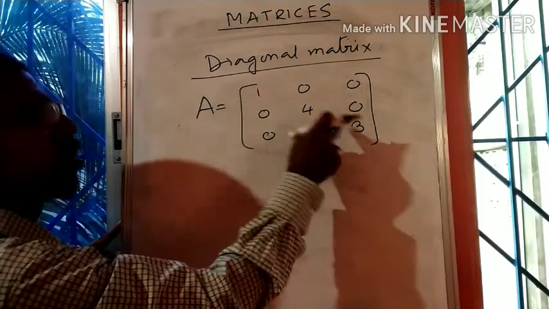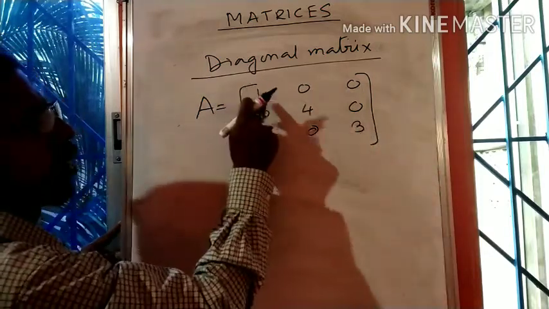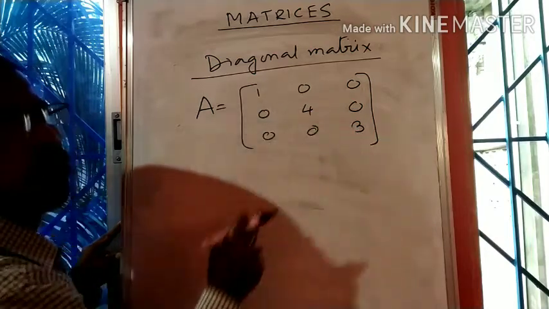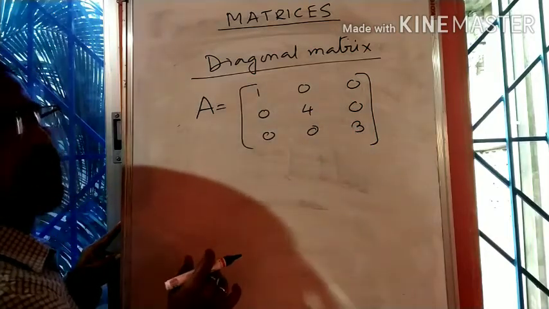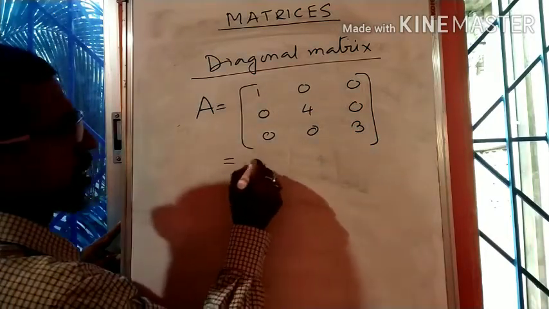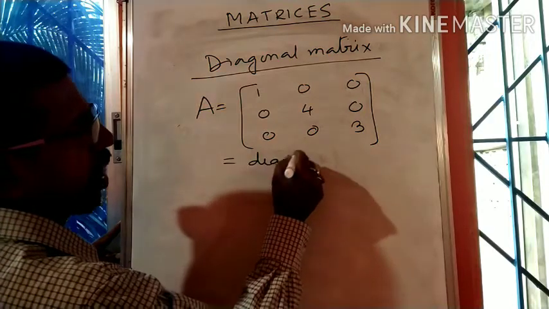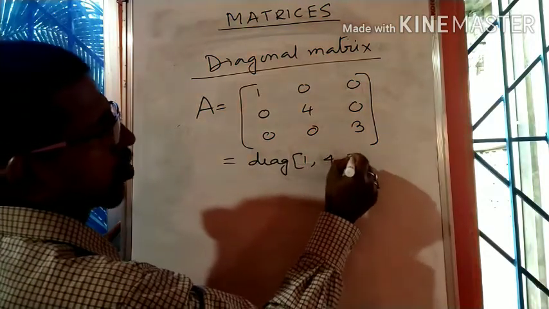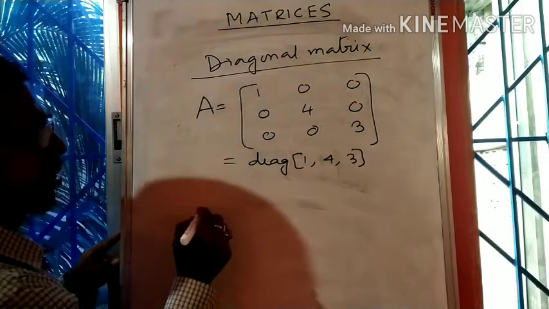Diagonal elements may also be 0, but not all together. It can be 1, 0, 0 but not all together. All 0 means it will be a 0 matrix or null matrix. Or you can write in short form, diag 1, 4, 3. This is a diagonal matrix.